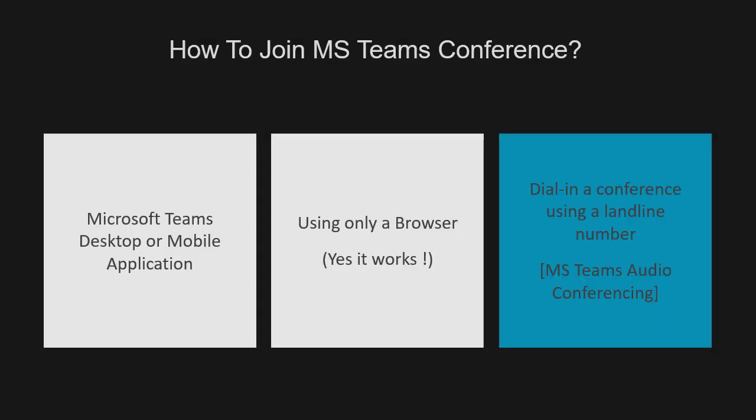Now, the third way to join a Microsoft Teams meeting is by dialing in to a conference using a landline number. Once I dial that number, I need to enter the conference ID that is available on the meeting invite, and then I will have the full audio experience in that meeting. This feature is called Microsoft Teams audio conferencing.